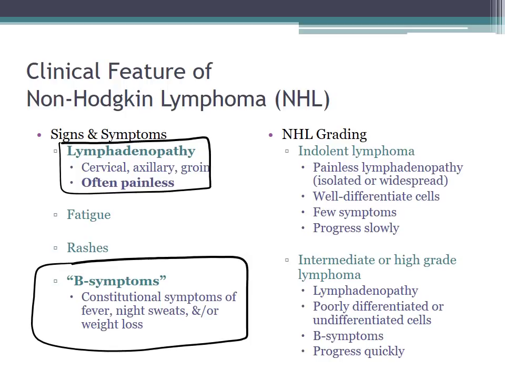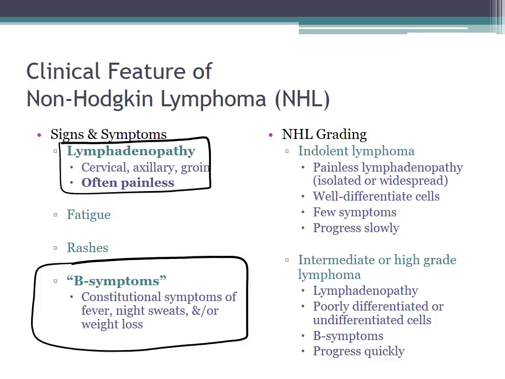Intermediate or high-grade lymphomas will also present with lymphadenopathy. Often it is painless. However, as the patient moves to higher grades, they will have more lymphadenopathy and larger lymphadenopathy, and they are more likely to have pain because of the lymph nodes that are enlarged, pushing on underlying structures. In these grades, you can have poorly differentiated or very undifferentiated cells, meaning that they are very abnormal cells compared to the normal cell that they should be.